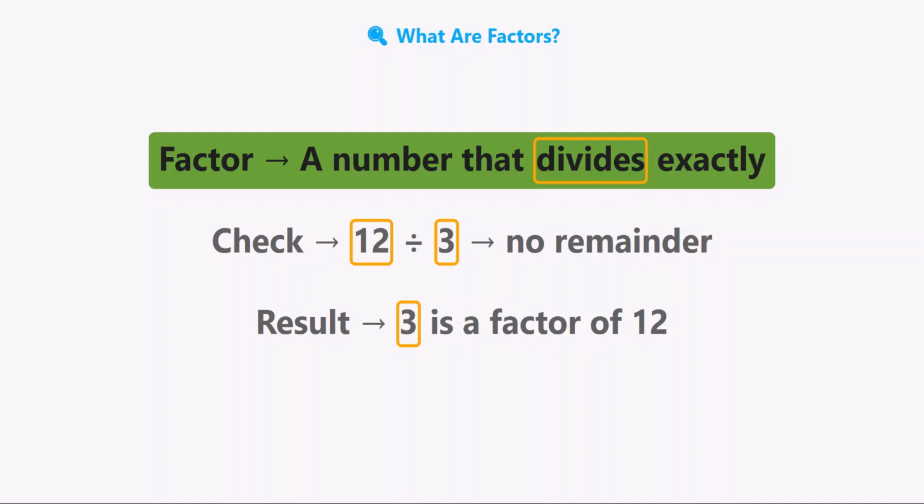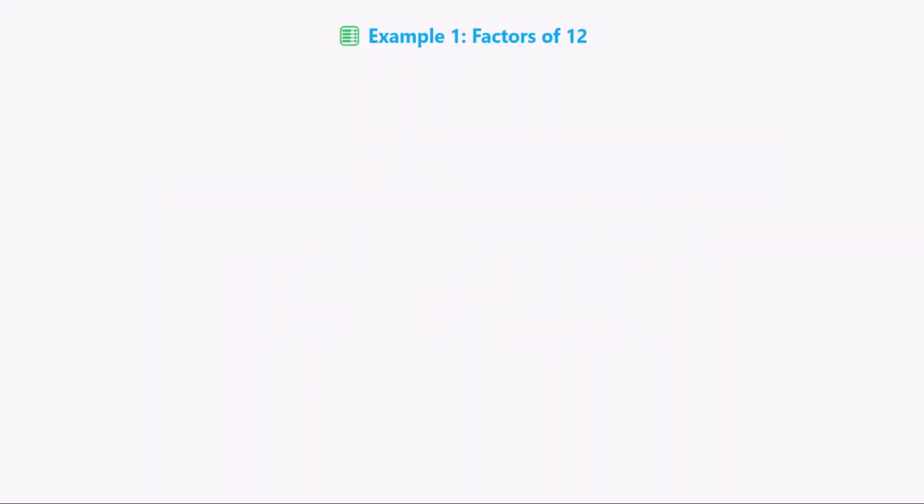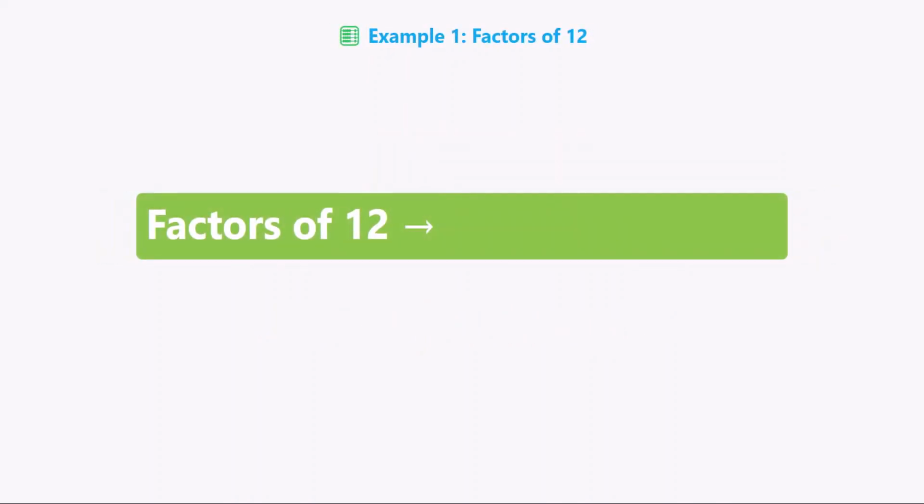Great. Now let's find all factors of a number so the idea becomes clearer. Let's find all the factors of 12. We'll check each number one by one. First, let's check 1. 1 always divides every number, so it is a factor. Next, try 2. 12 divided by 2 equals 6, so 2 is a factor.